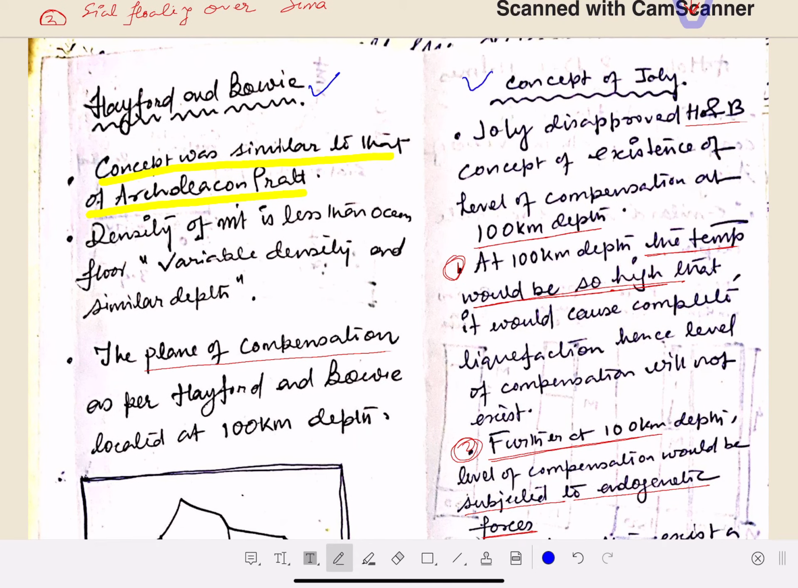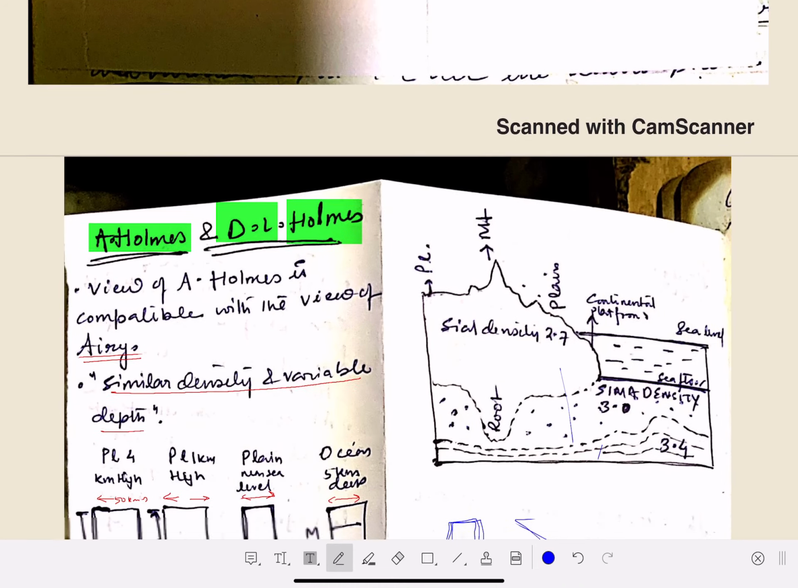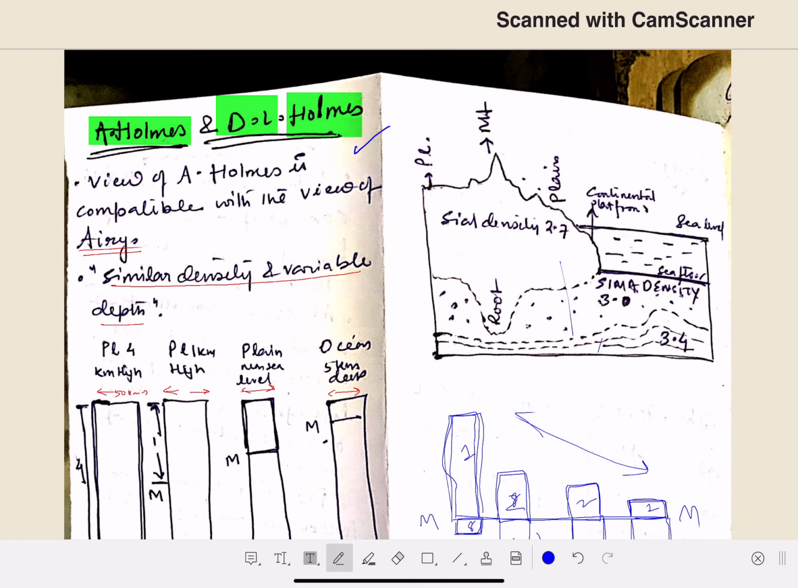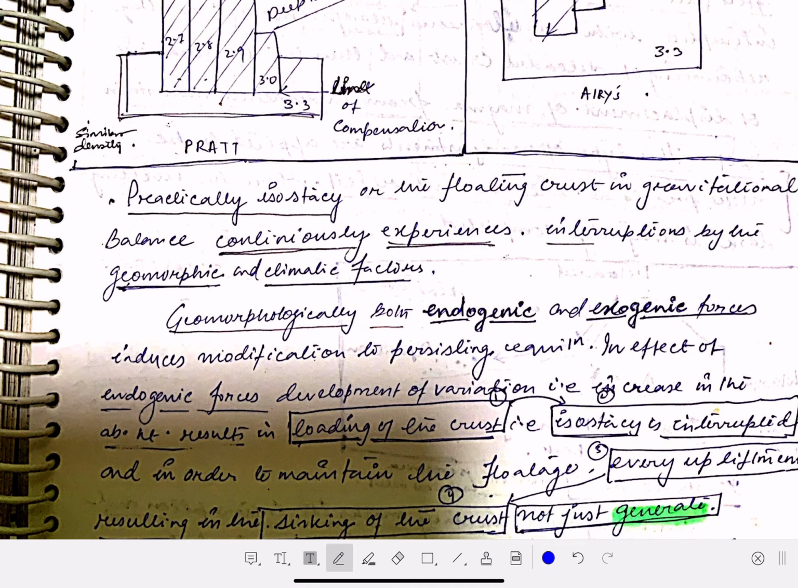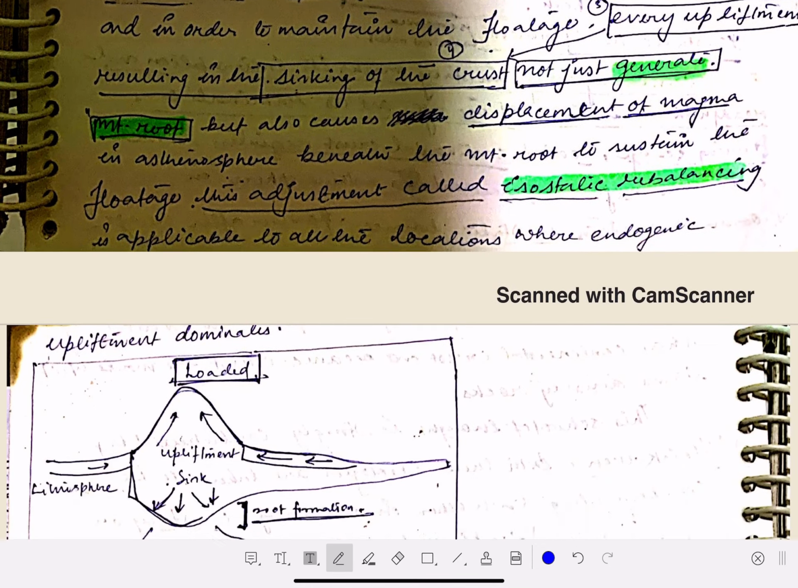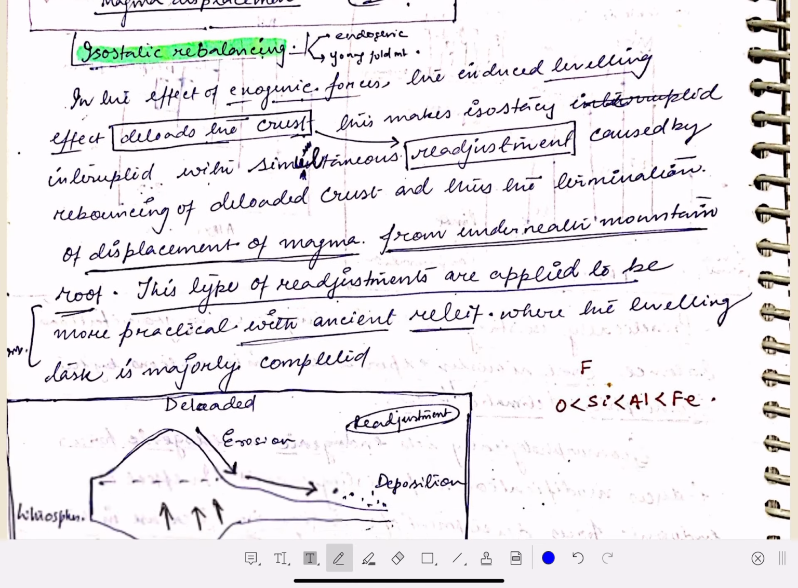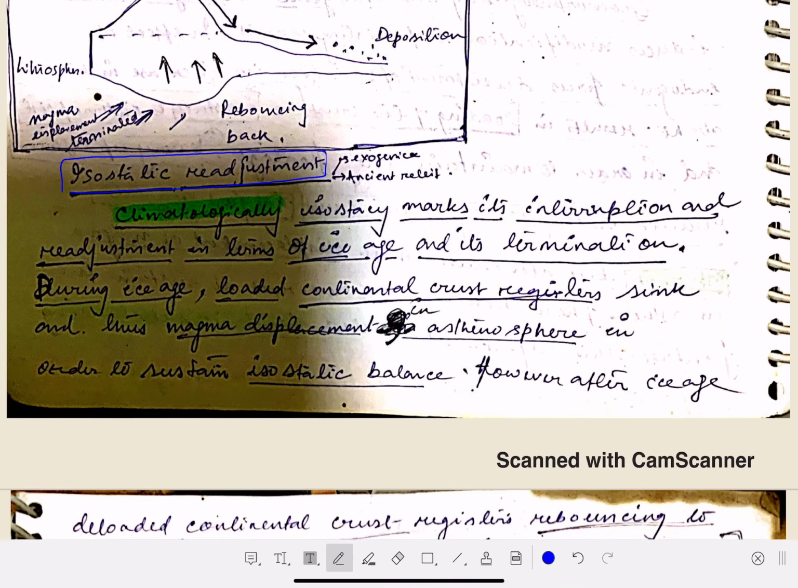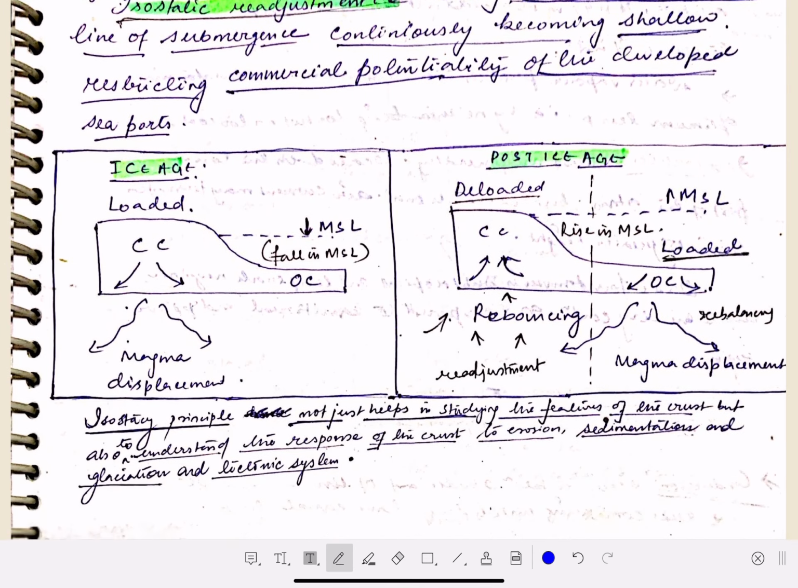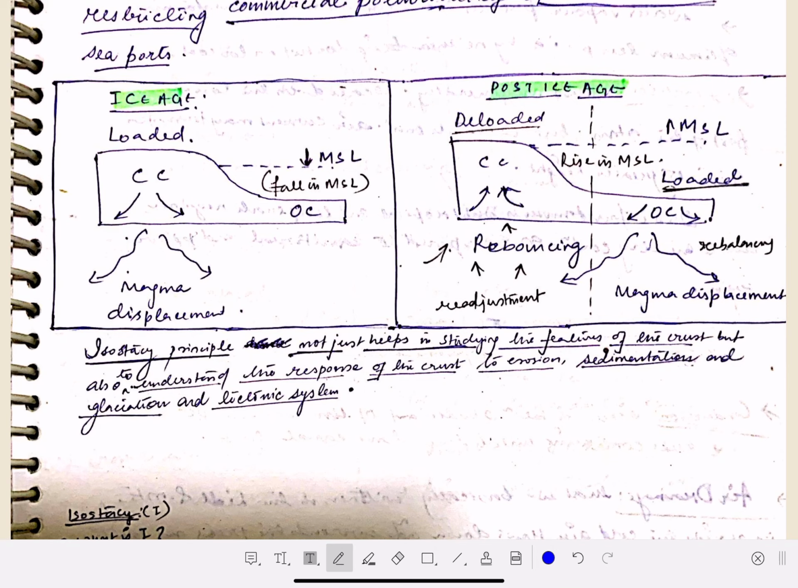Next was the concept of Jolly. Next was Holmes. Last but not the least, we have Heiskanen. Then we come over here to isostatic adjustment, isostatic rebalancing and isostatic readjustment. These are the two concepts that you need to elaborate and highlight. Along with that, we have the recent examples.